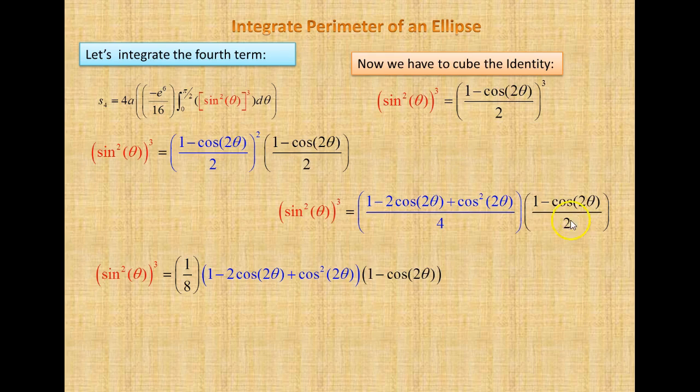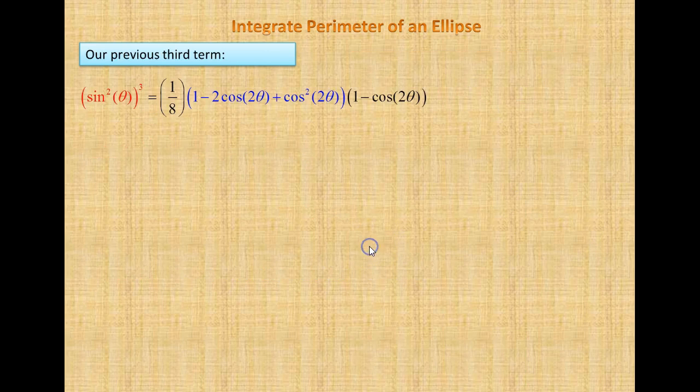So we multiply 2 times 4, which is 8. That's 1 over 8 times 1 minus 2 times cosine 2 theta plus cosine squared 2 theta, times 1 minus cosine 2 theta. Let's continue.